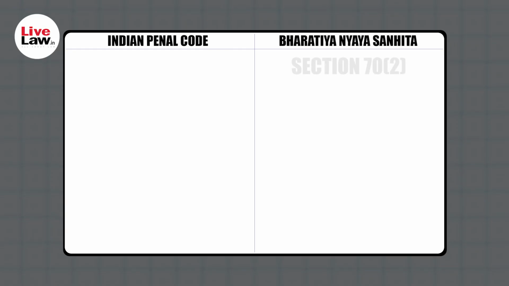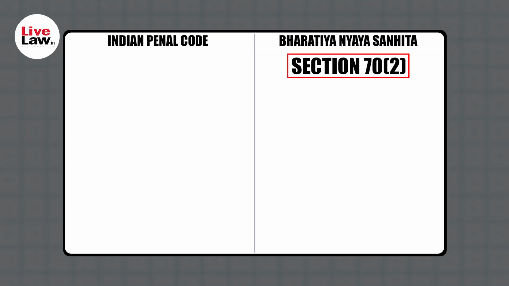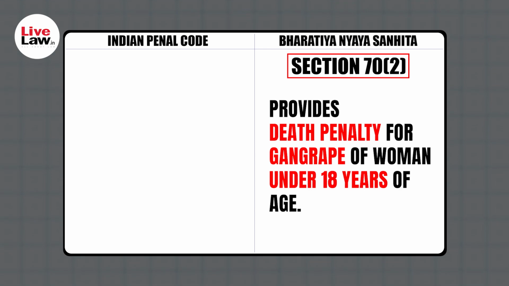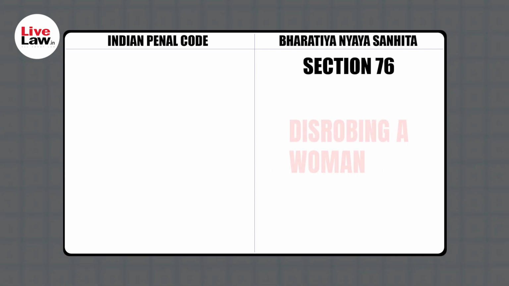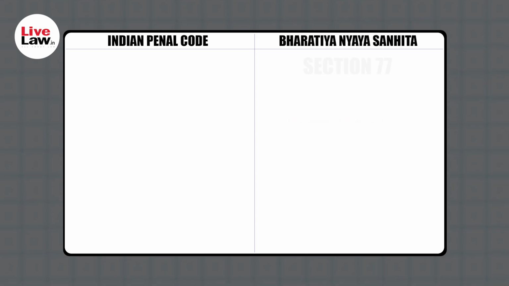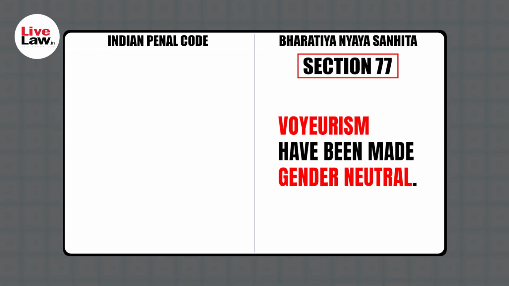Moving ahead, now Section 70 subsection 2 of BNS provides death penalty for gang rape of women under 18 years of age. Also, Section 76 about disrobing a woman and Section 77 about voyeurism have been made gender neutral.